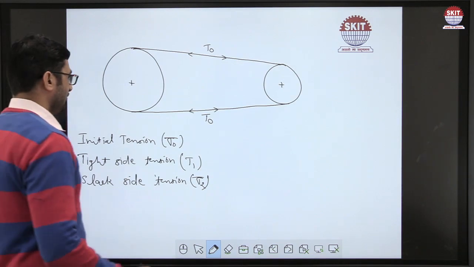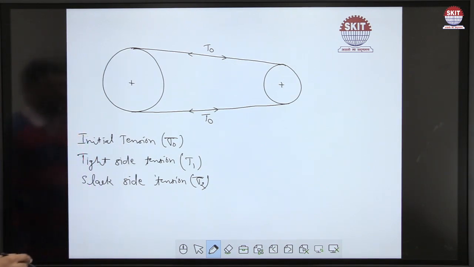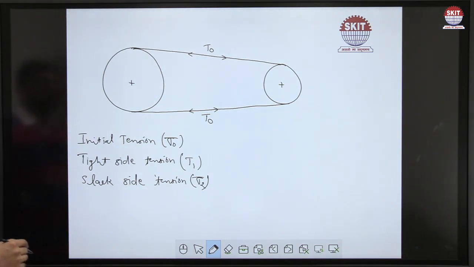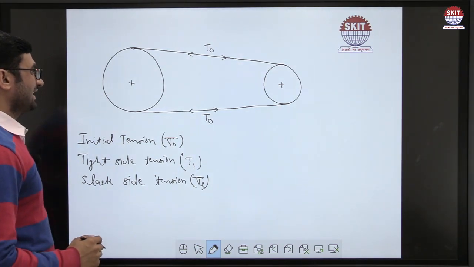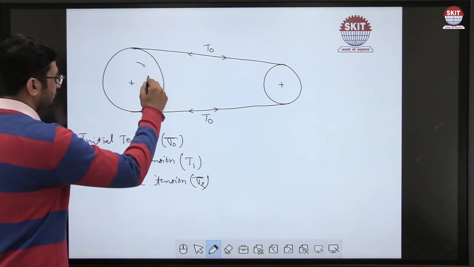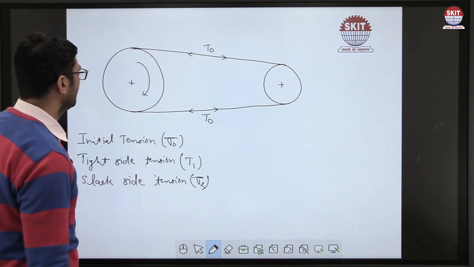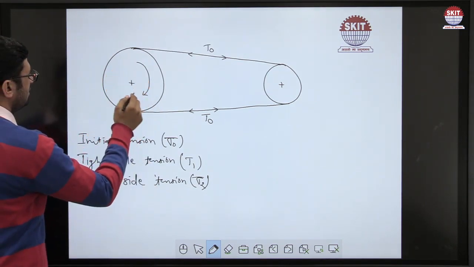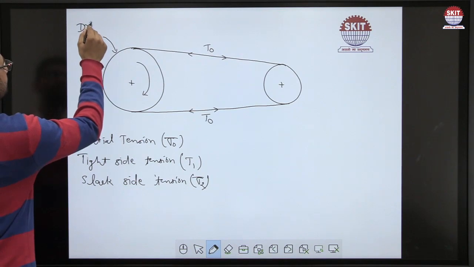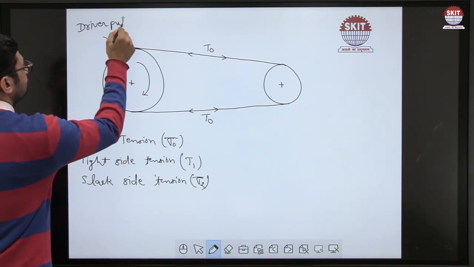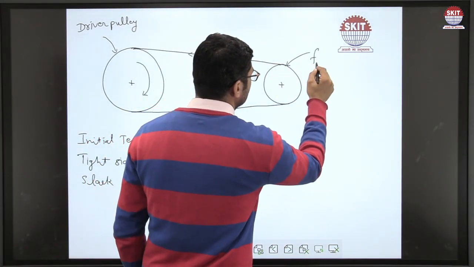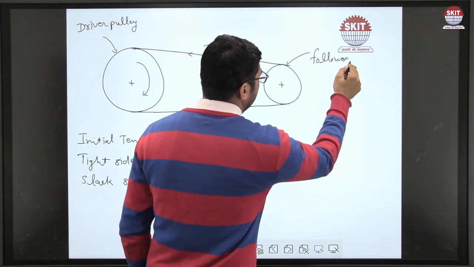When we supply the power to the pulley, which is known as the driver pulley, on the basis of the driver pulley we decide the tight side and slack side of the belt. Suppose we supply the power to this pulley in the clockwise direction. Then this pulley is known as the driver pulley, and the other is known as the follower pulley.